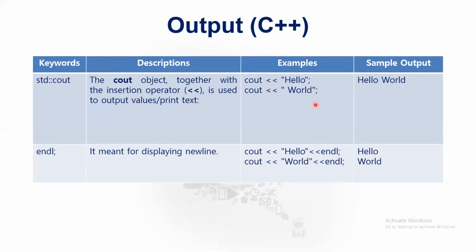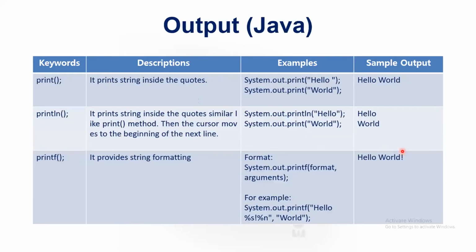The first example is without the endl. So what happens is you just continue to display on the same line. But when you put the endl, it means that you will go to the new line.